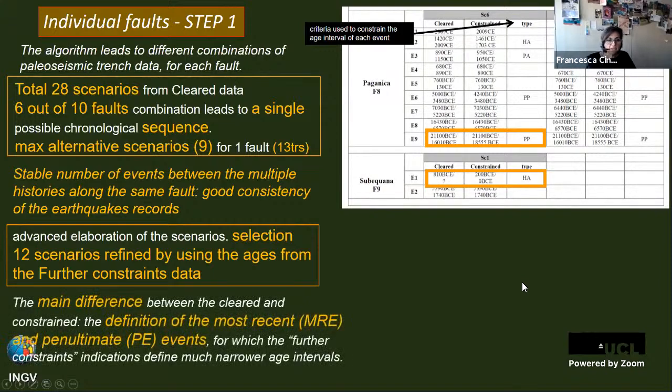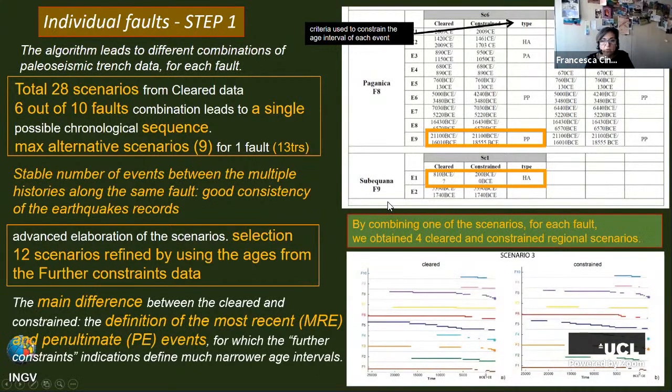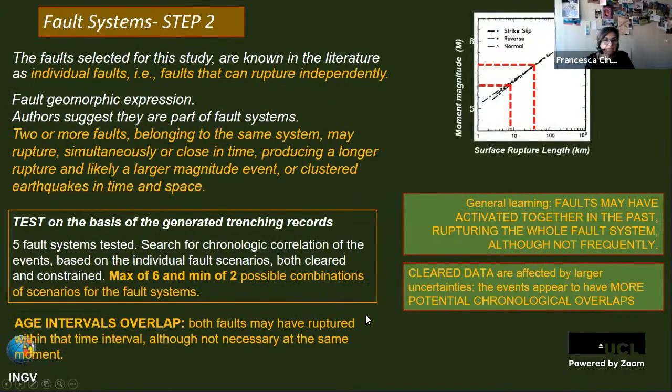So the main difference between the cleared and constrained scenario, at the end, is basically the definition of the most recent event and the penultimate events, for which the further constraints indication define much narrower age intervals. So by combining one of the scenarios for each fault, we obtain 4 cleared and constrained regional scenarios, but we will see this regional analysis later.